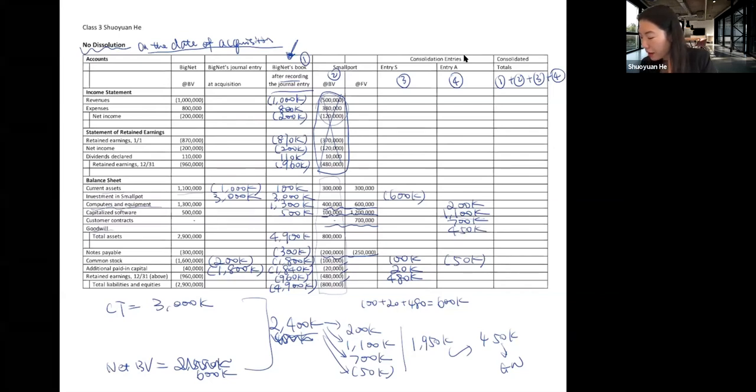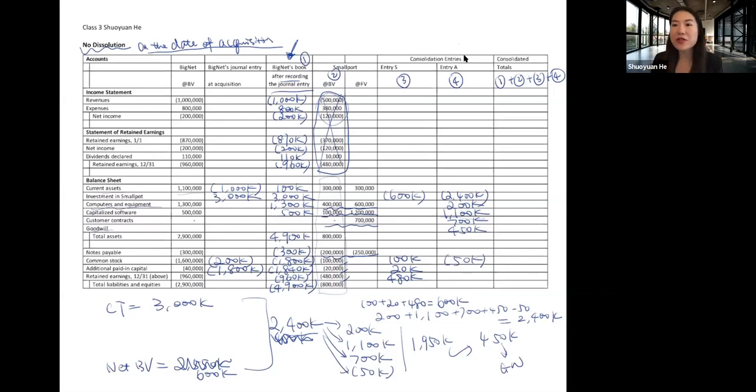And then 200 plus 1.1 million plus 700,000 plus 450,000 minus 50. So the total, in order to make this journal entry balance, we need to decrease investment account by 2.4 million. So this is consolidation entry A.